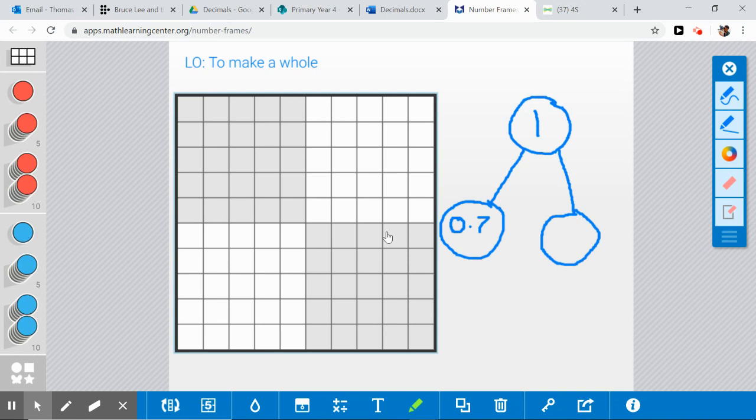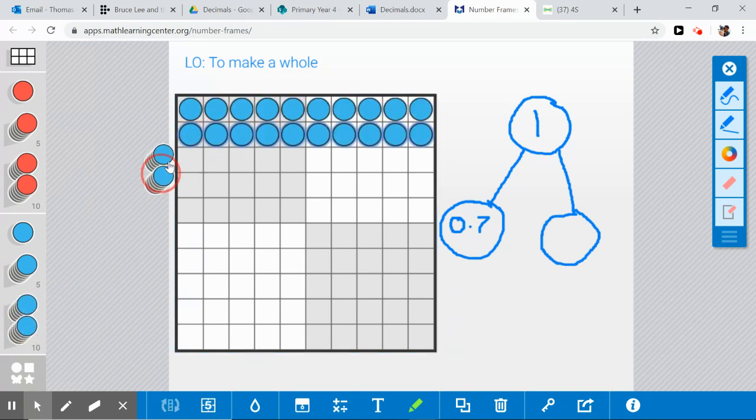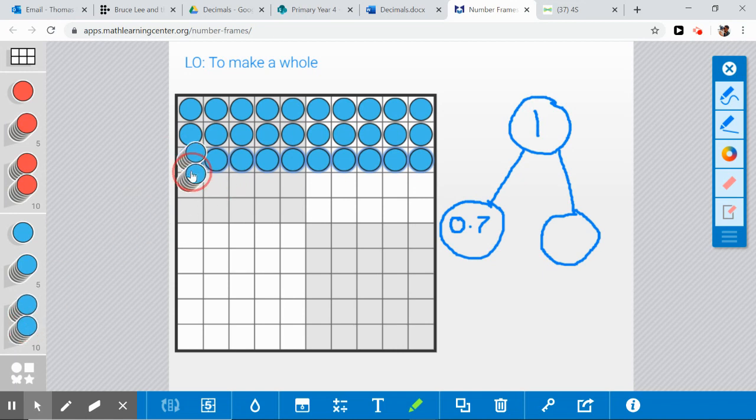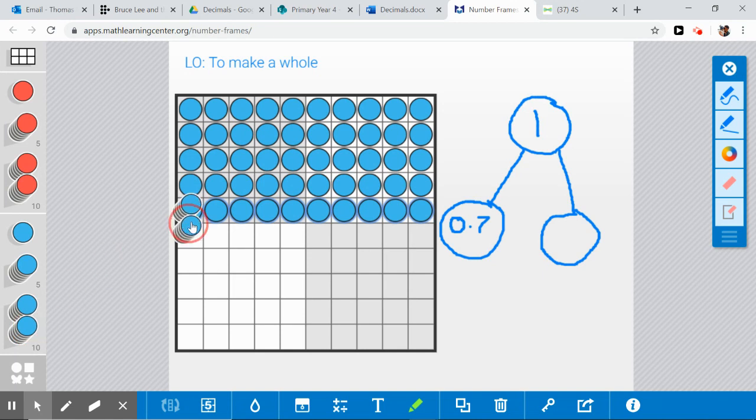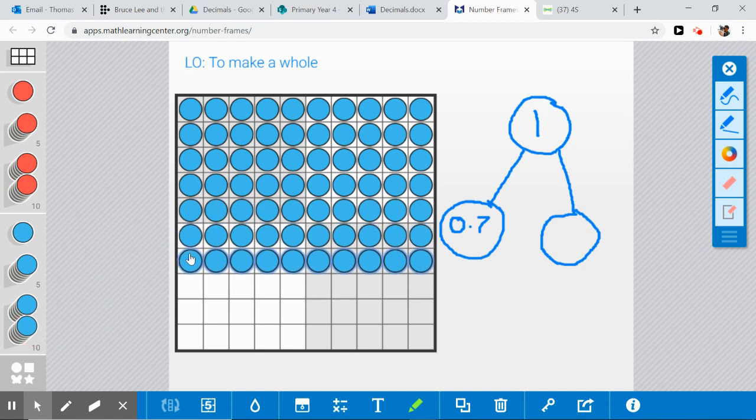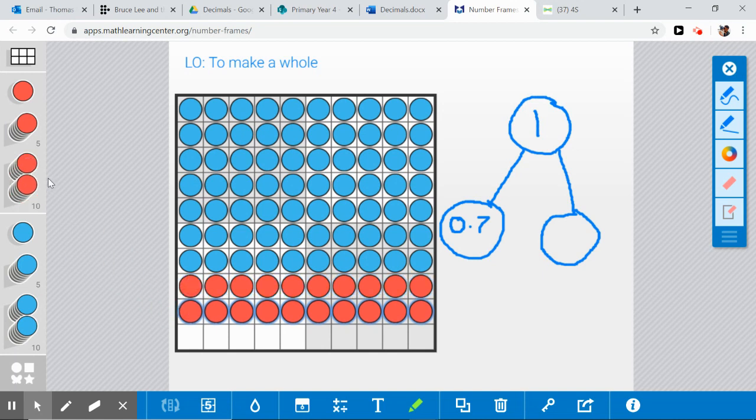But to visualize that, what you can do is you can make 0.7. Now be very careful. 0.7, the digit 7 is in the tenths column. So you would need to make 7 tenths. 4, 5, 6, and 7. So we've made 0.7 now. So now you can see what we've got left to make one whole one is 3 tenths.